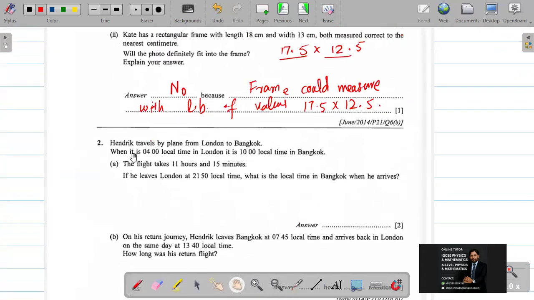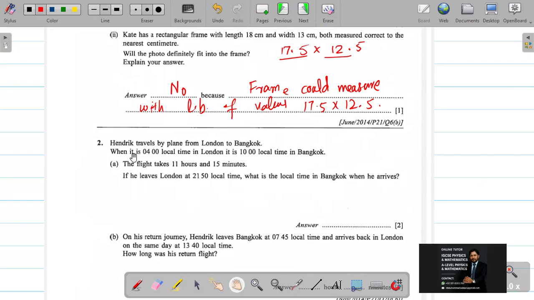After that, he is saying Henrik travels by plane from London to Bangkok. Okay. And when it is 4 local time in London and it is 10 local time in Bangkok. Okay. It means Bangkok is 6 hours ahead. The flight takes 11 hours and 15 minutes. If he leaves London at 2150, means 9:50 at night over there. What is the local time in the Bangkok when he arrives over there?